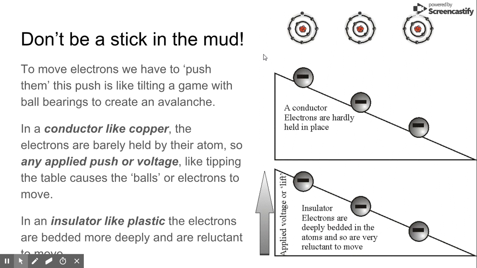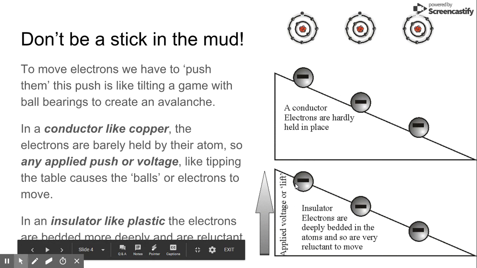Now, some atoms need a bit of encouragement to get the electrons to go out and play. With a conductor, there's virtually no need to give them a shove. These ones need a tiny shove, so we do it by lifting up a ramp until these marbles come out of their rut and they begin to flow. But if it's an insulator, like plastic, the electrons are kind of bedded down. They're not really willing to go outside and play amongst themselves. So we have to lift them to a higher voltage before they will flow.